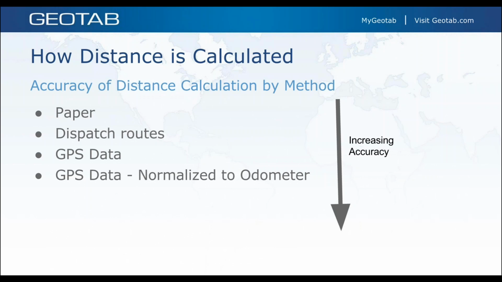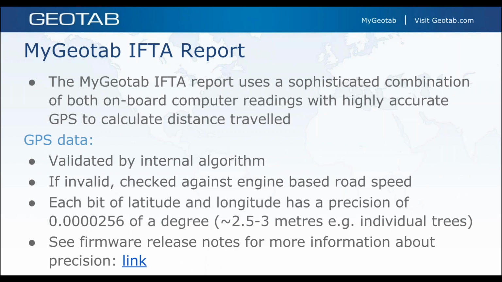Okay, so just to expand on that and our method within the MyGeotab IFTA report. So we use, as James mentioned, a very sophisticated combination of both readings from the vehicle's computer with highly accurate GPS to calculate the distance traveled per state. So I think my understanding is most automatic IFTA reports out there use just GPS, but we have found it to be the most accurate to use both GPS and odometer.